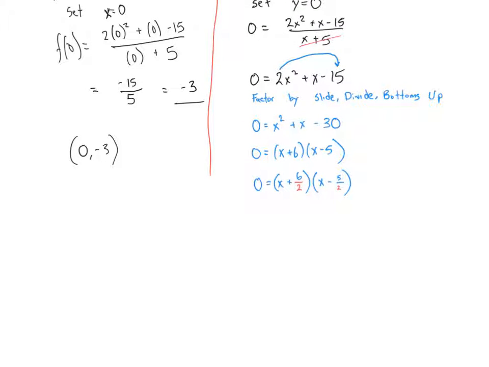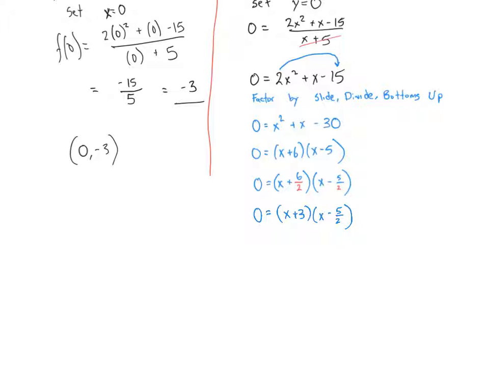Next, 0 equals, well, let's simplify. x plus 6 over 2, what is that? 3. x minus 5 divided by 2. That doesn't divide into 5, does it? 2 doesn't divide into 5. No. So leave it alone for now.